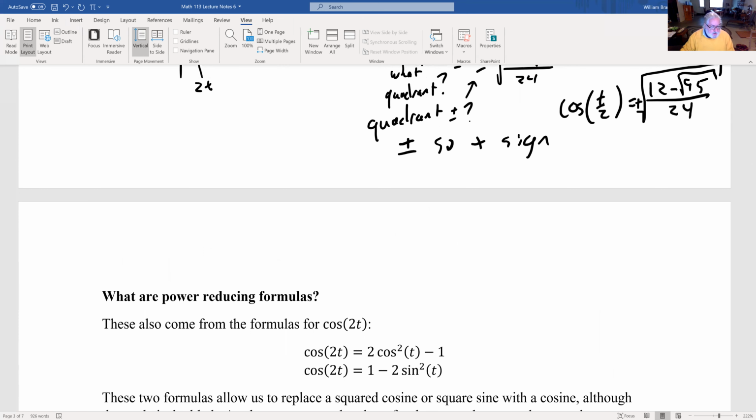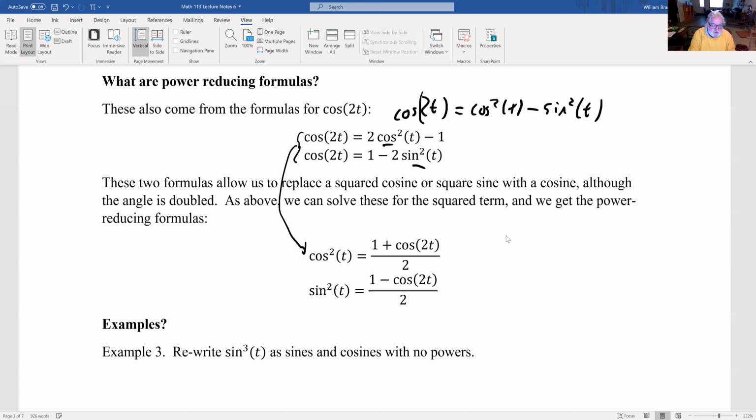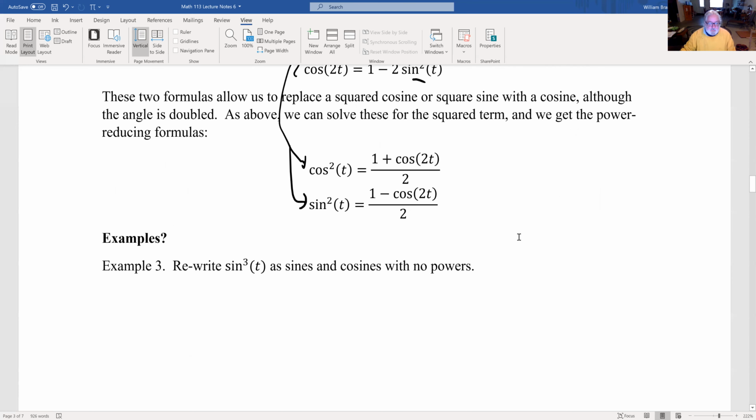nope, too far. What are power reducing formulas? So these also come from these formulas for cosine 2t, right? And remember that cosine 2t actually has 3 formulas, the basic one being cosine squared of t minus sine squared of t. Okay, so these 2 formulas allow us to replace a squared cosine, or sine squared, with cosines or sines. So if we solve these 2 equations for cosine squared and for sine squared, we get those 2 things. Notice if you add those together, the cosine 2t's will cancel out.